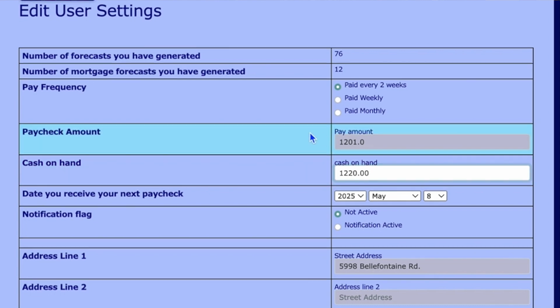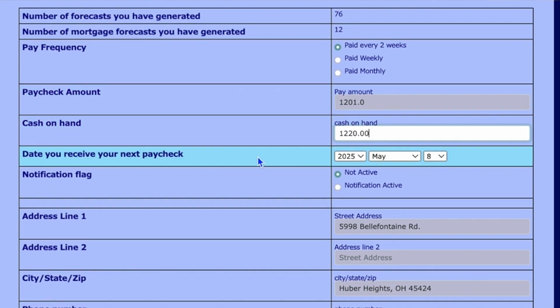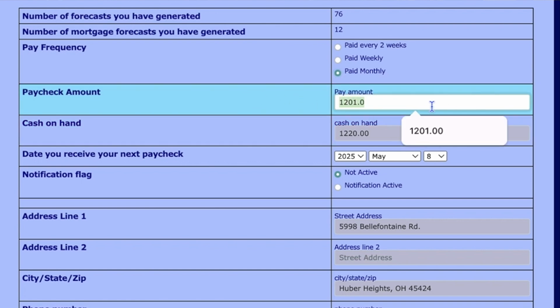So we put the $1,220 in, and let's make sure this is set correctly for when this person is going to be paid next. We said that we are being paid monthly. This video is about somebody who is getting monthly income, be it Social Security, retirement, and whatever. So pay frequency, you want that to be set at paid monthly. We set the cash on hand amount. Paycheck amount, this is what you're going to get monthly. If you have more than one kind of monthly income, I can show you that in a minute, but this would be where the primary one goes.